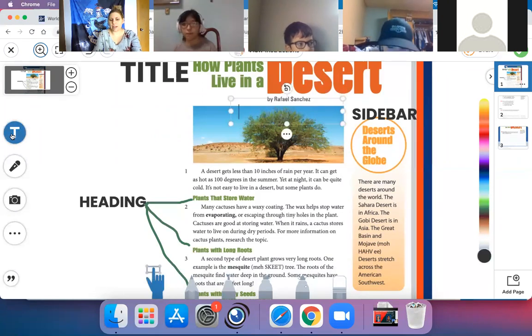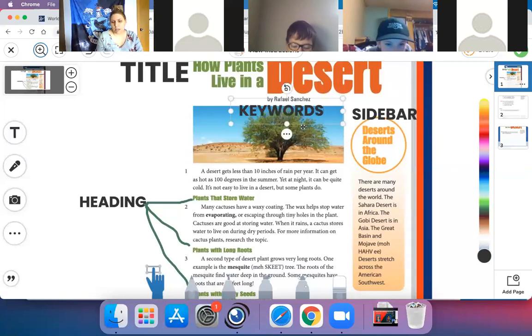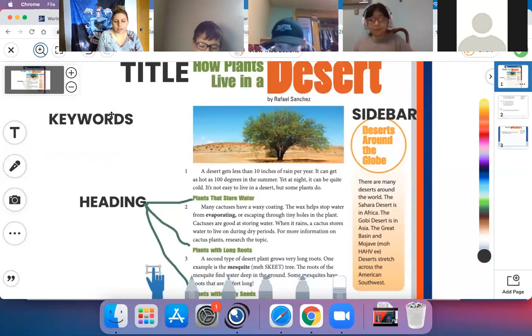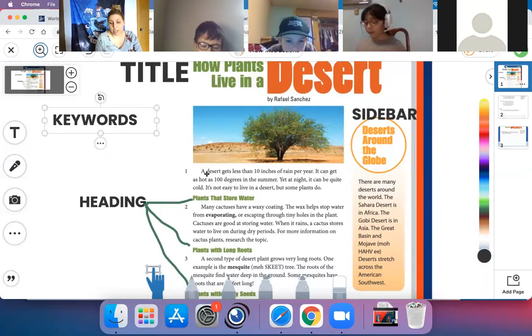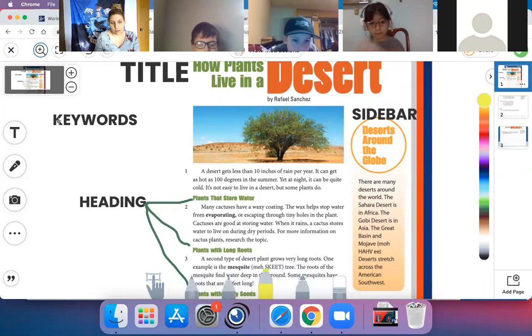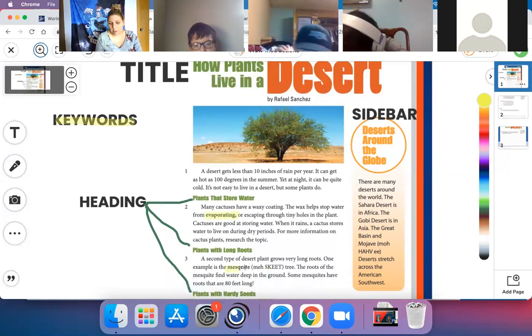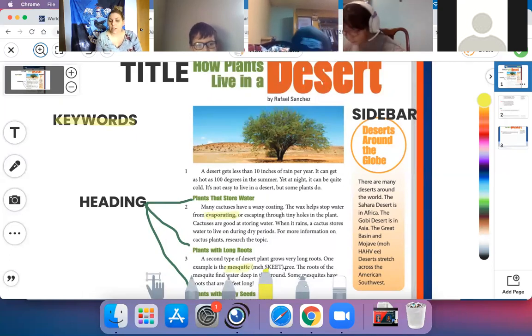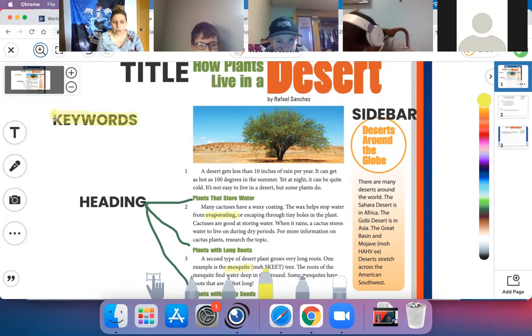And finally, our last text feature today are keywords. Keywords help us understand which words are really important for us to understand. So some of these keywords that we'll be reading about today are evaporate and mesquite. Those are words that the author wants us to pay extra close attention to because it'll help us understand more about what we are reading. So I'll give you a minute to make sure you've got these typed.